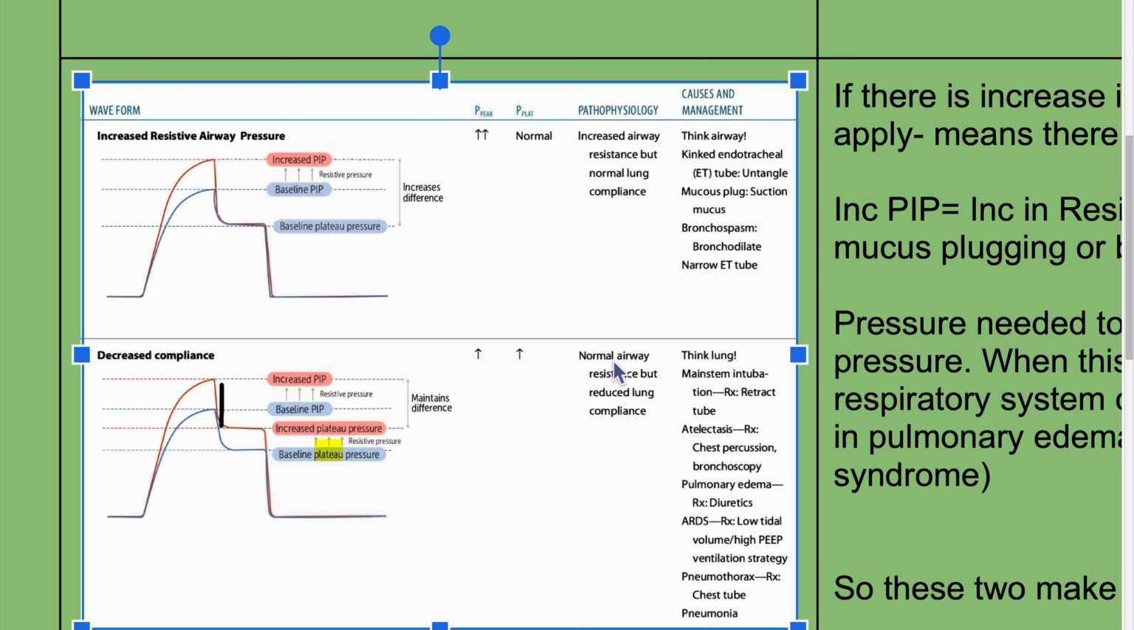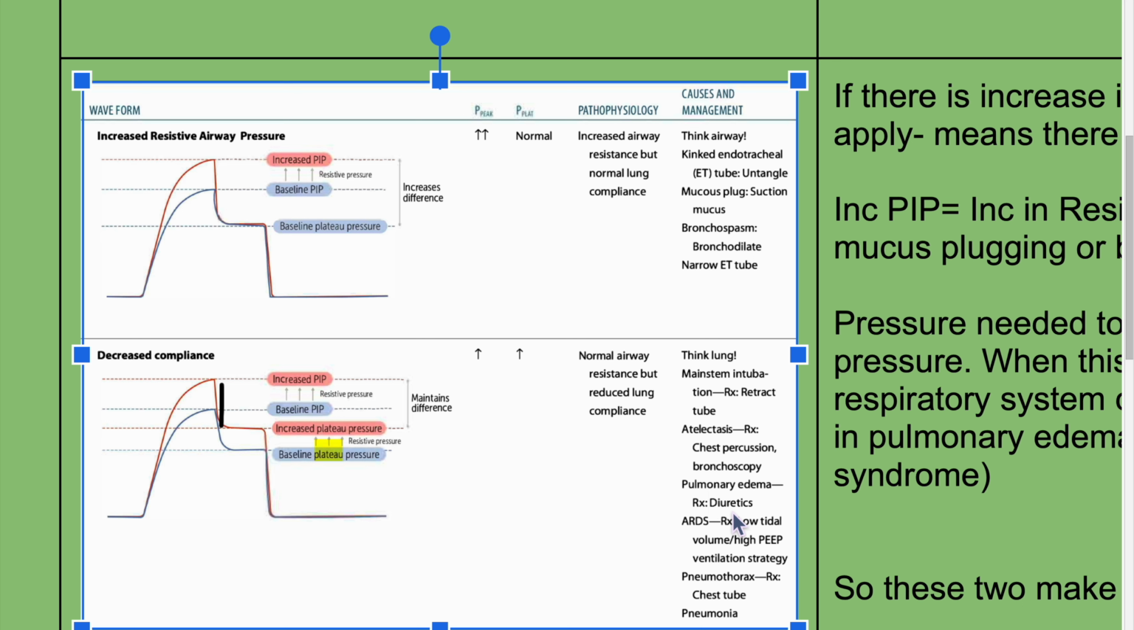Pathophysiology is that there is a normal airway resistance but reduced lung compliance. So causes and management for decreased compliance, think lung. Main stem intubation: here you retract the tube. Atelectasis: you would in that case do chest percussion and bronchoscopy. If there's pulmonary, it could be pulmonary edema.